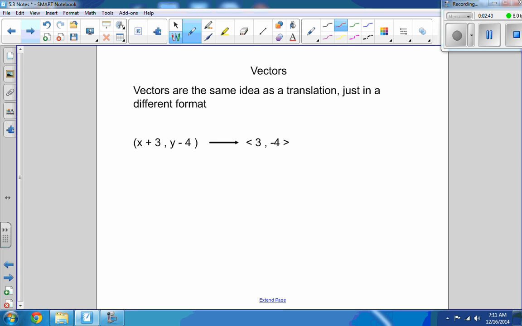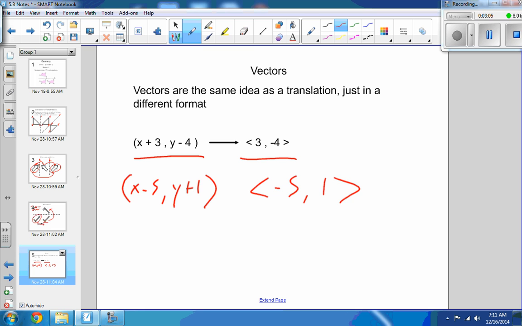So previously we've done some translations like this: x plus 3, y minus 4. Well, that is seen in this format, 3 comma negative 4. So if I had something like x minus 5, y plus 1, that is the vector negative 5, 1. So that is a vector, and that is the end of this lesson.